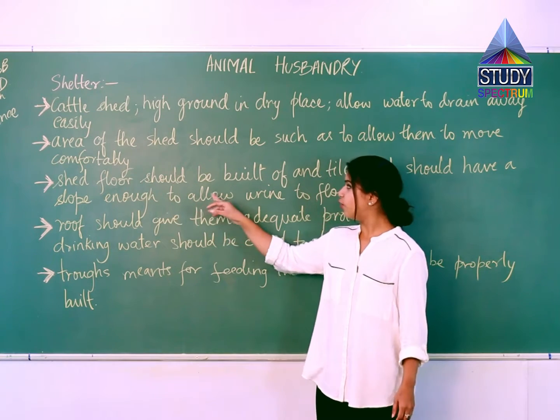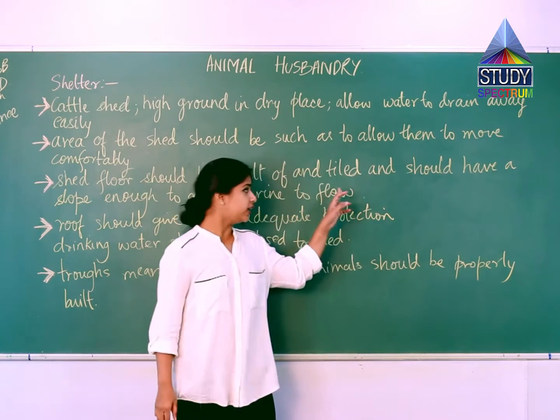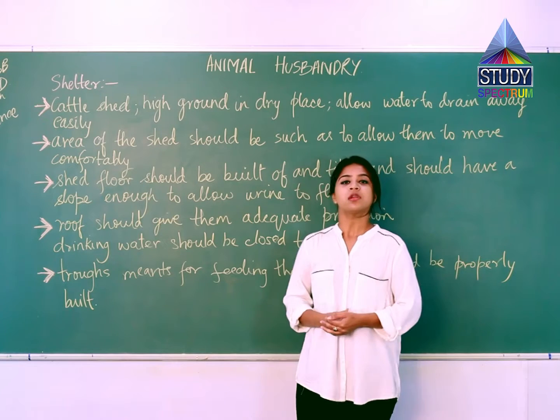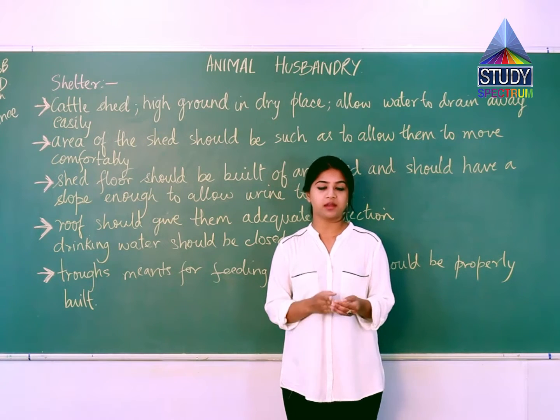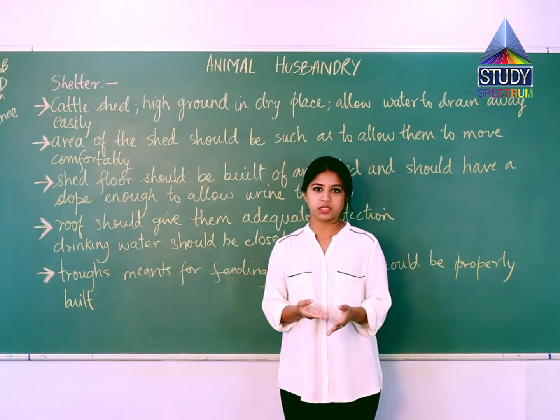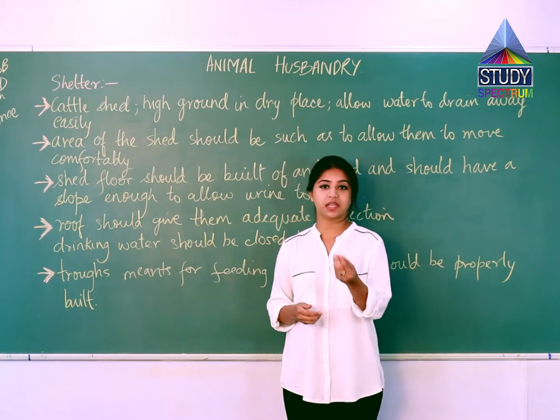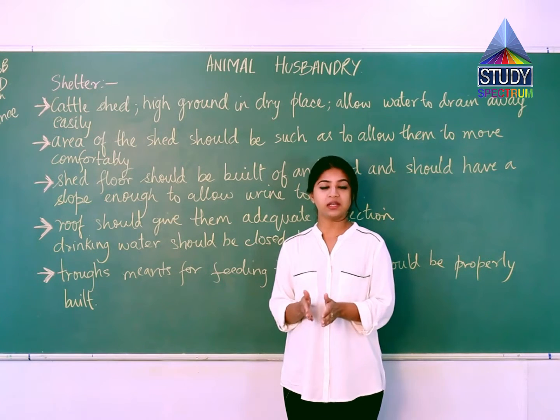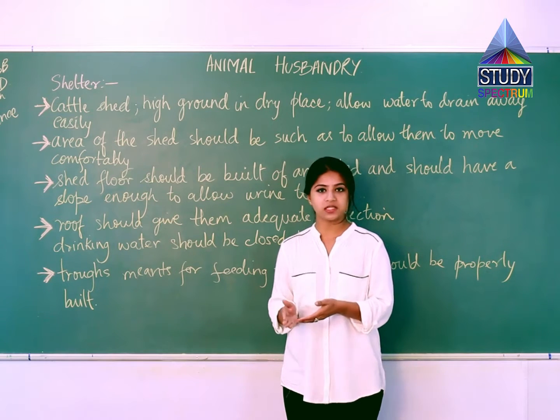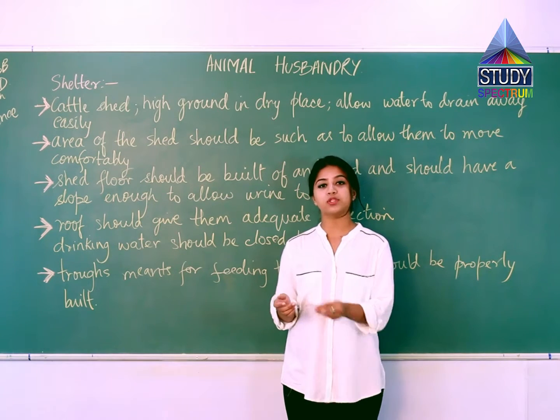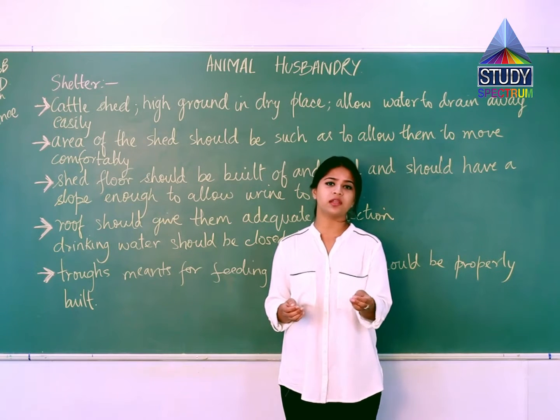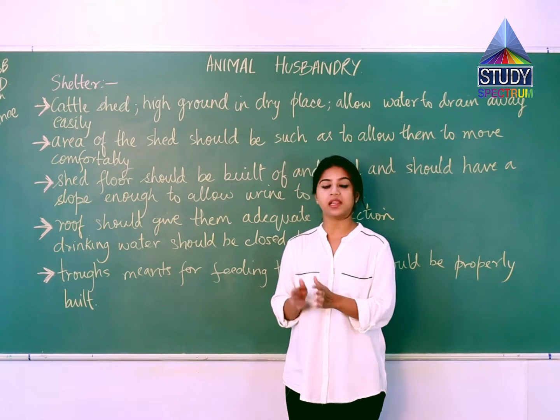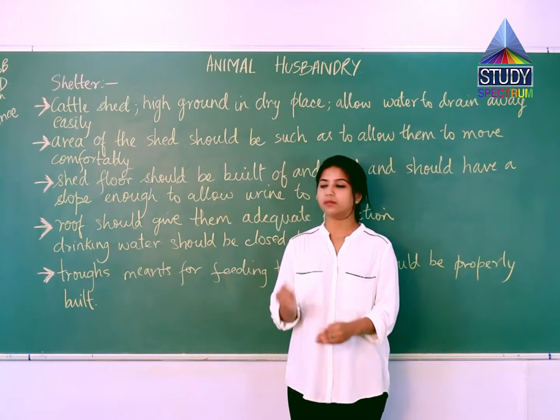The next is, shed floors should be built of tiles and should have a proper slope enough to allow the urine passage. I explained this because animals like the goats, the cow, the horses are obviously not going to be using washrooms. So they will be urinating and defecating at the same place, and to avoid the logging of urine and feces in the same place, it is suggested to build a proper slope so that at least the urine, the liquid part of the waste matter from animals, flows away and is not locked inside, and it doesn't create a very unhealthy environment for the animals in the shed.